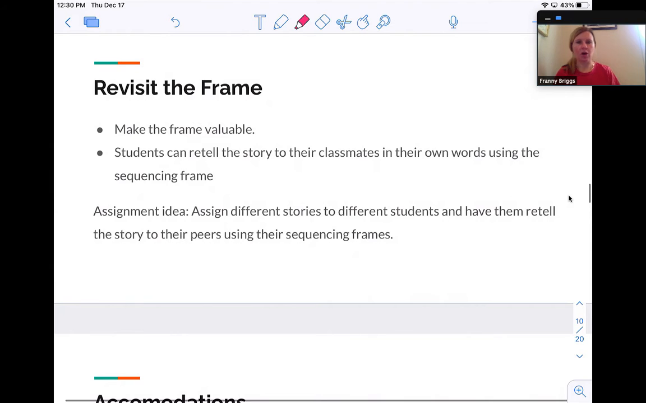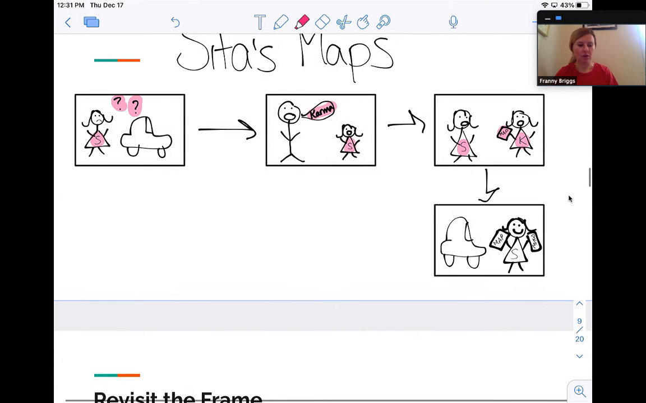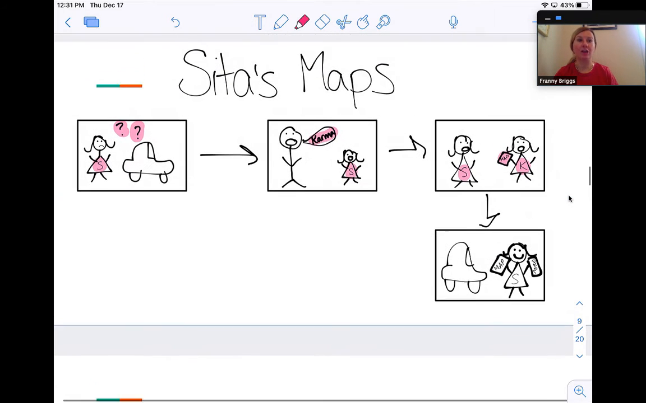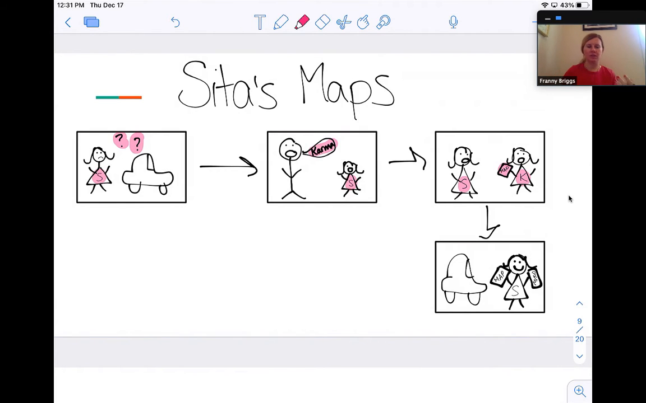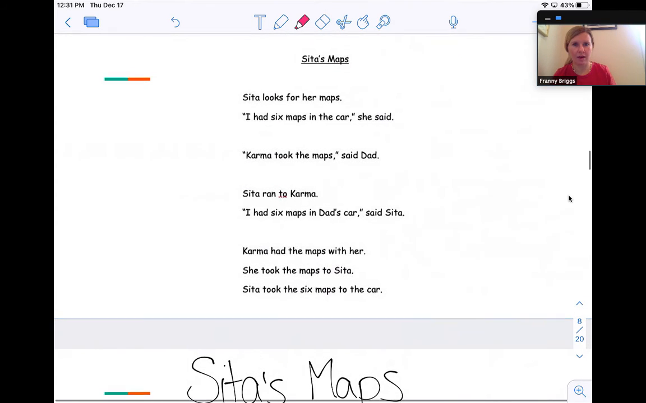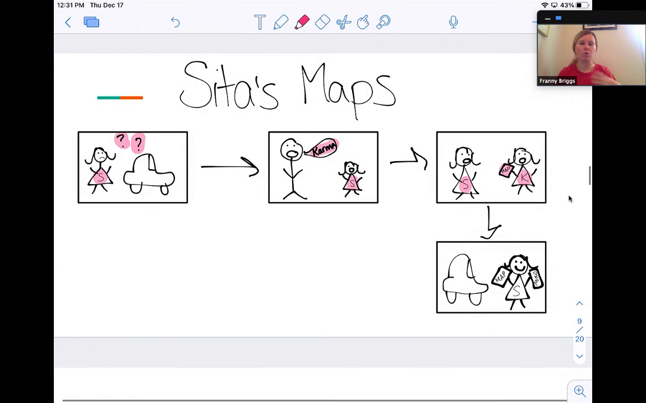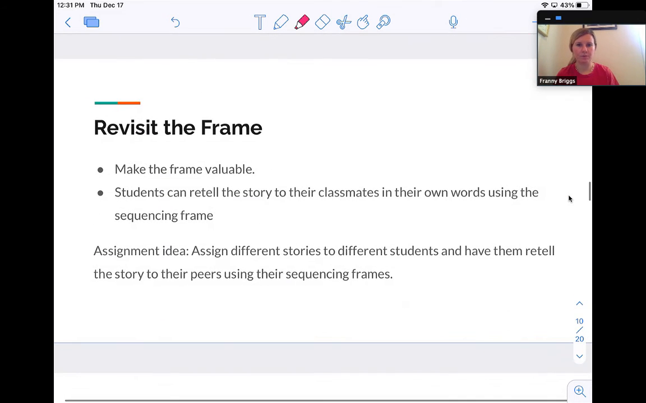Okay, so again, to make brain frames meaningful, if we wanted to reuse this sequencing frame, we could say, okay, everyone, we read Sita's Maps, you made a sequencing frame. Now you are going to retell the story of Sita's Maps to your class using your sequencing frame that you made. So instead of having students reread the story out of the book, they're using their own interpretation and therefore their own words to describe what happened in the story.